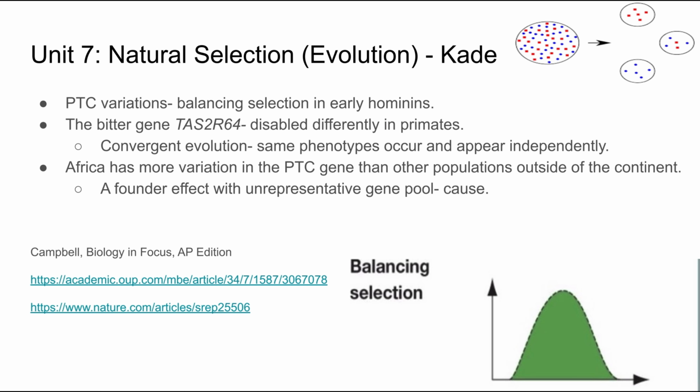Finally, the PTC gene has more variations in Africa than in populations outside the continent. This supports the idea of genetic drift via the founder effect, where a certain population carried alleles that were not representative of the overall population, leading to reduced diversity.